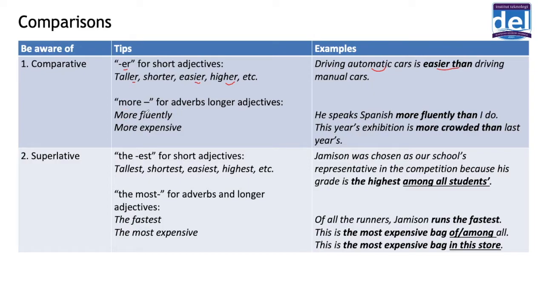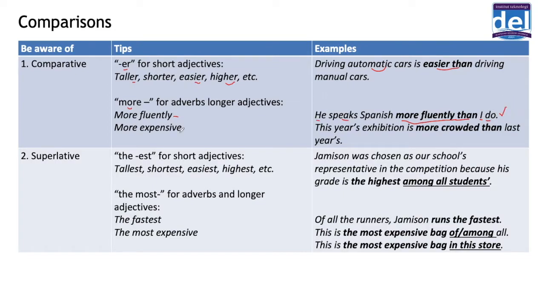Now we can add more in front of longer adjectives or in front of adverbs of manner. For example, more fluently. In bahasa Indonesia, it means dengan lebih lancar. So everyone, comparison can be used for adjectives and for adverbs of manner, yeah? Here is the example. He speaks Spanish more fluently than I do. You see the structure is parallel, so this sentence is correct.